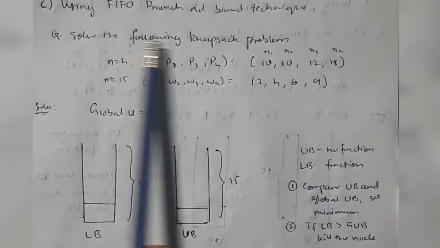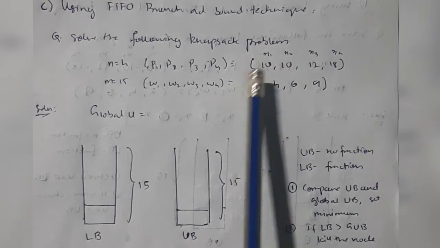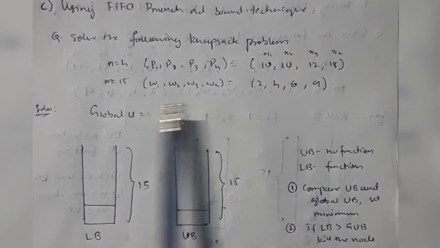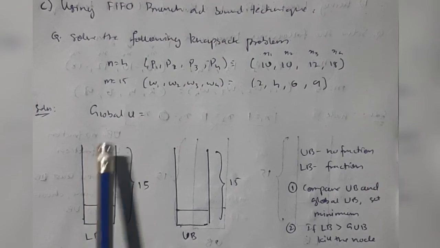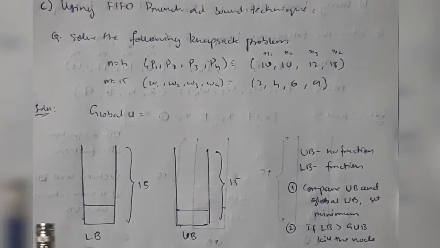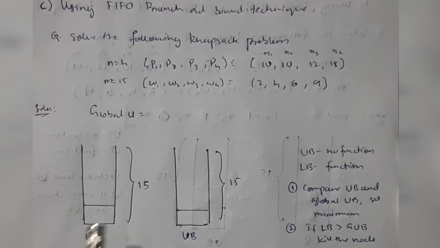Okay, so the same question as the previous one. We have 4 items here, and the weights and the profits are given x1, x2, x3, and x4. So we have to find out the knapsack solution by using FIFO algorithm. So what's the difference is, here we'll be having a global upper bound. Okay, and let's get started and understand how to solve this problem.